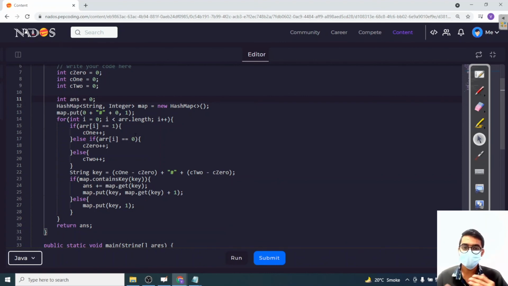If 1 appears, increasing the count of 1. If 0 appears, increasing the count of 0. If 2 appears, increasing the count of 2. After that, finding the key by using this formula, that is 1 minus 0 and 2 minus 1. Now finding that key in the map, if it is already present, then get the count of that key. After that we are updating the key versus that value as plus 1. We again got that key, so increase the count for that key. If it is not present, then we are putting that key versus count as 1 and returning the answer from this point. So this is the code and this is the explanation for this code.